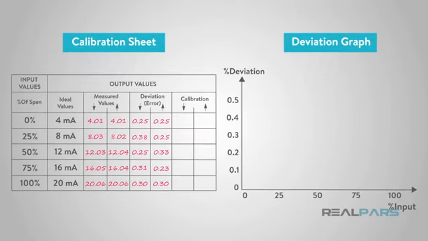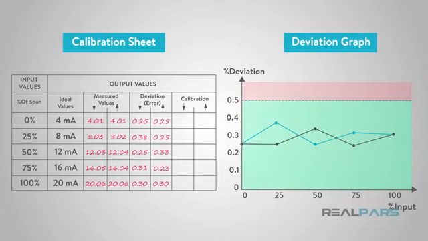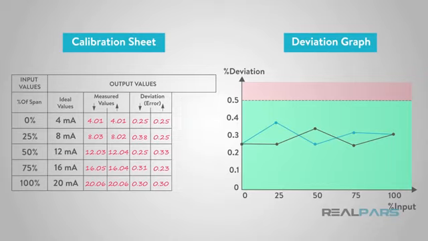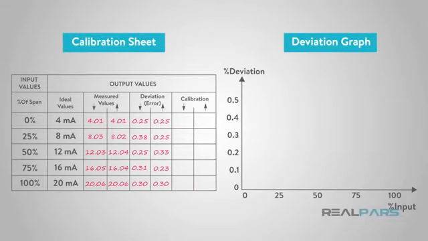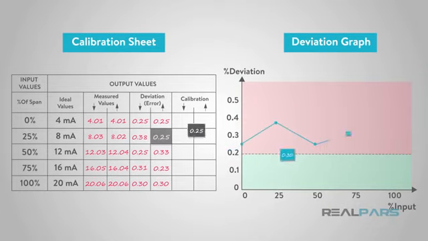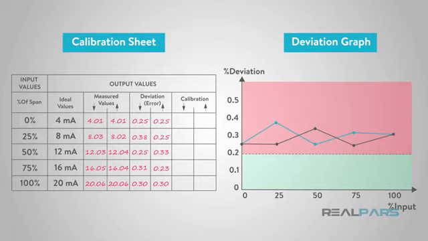Let's assume that the maximum deviation tolerance is 0.5%. Using the data from the calibration chart, we see from the graph that the deviations are all less than the maximum deviation allowed of 0.5%. Therefore, no additional calibration is required. Now, let's assume that the maximum deviation tolerance is 0.2%. Using the data from the calibration chart, we see from the graph that some deviations are greater than the maximum deviation allowed of 0.2%. Therefore, a sensor calibration is required.